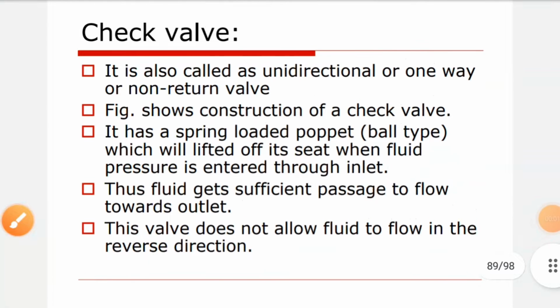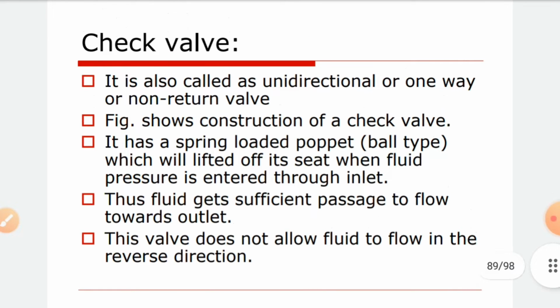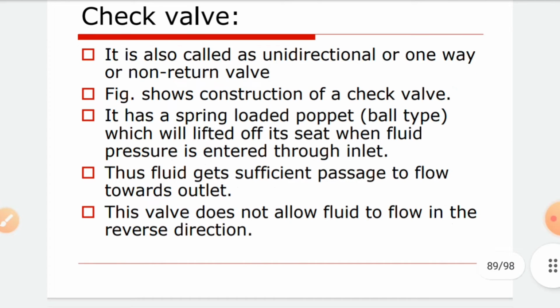Check valve is also called a unidirectional, one-way or non-return valve. The figure shows the construction of a check valve. It has a spring-loaded poppet ball type which will be lifted off its seat when fluid pressure enters through an inlet. Thus, fluid gets sufficient passage to flow towards the outlet. This valve does not allow fluid to flow in the reverse direction.